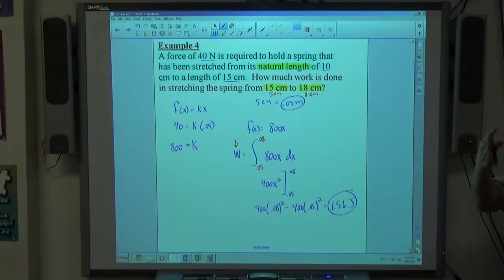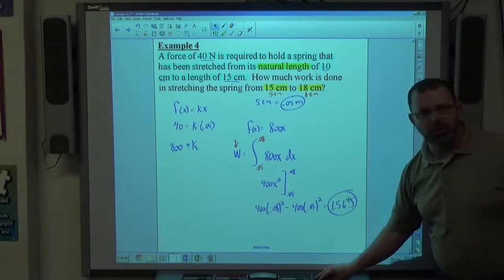If we're dealing with pounds and feet, we're going to get foot-pounds. Newton meters is joules.